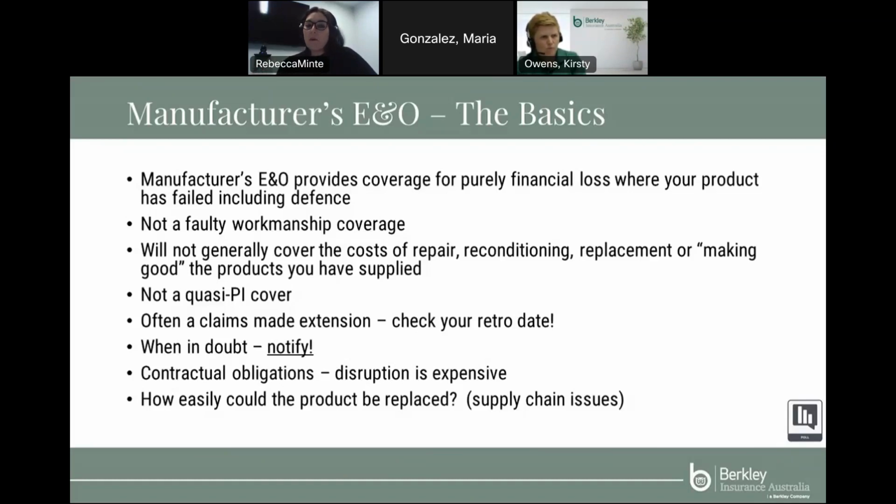So we're going to have a quick poll on this slide as well. The question here we're asking is, if you have a manufacturer's E&O extension on a GL policy, have you checked that the retroactive date is correct?